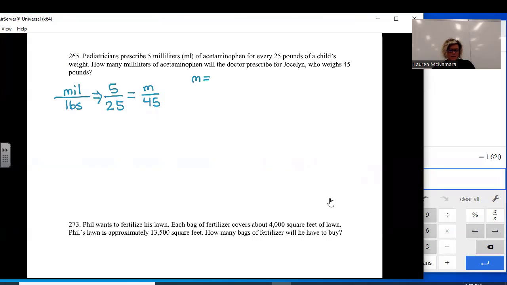So M is equal to milliliters of acetaminophen for Jocelyn. Once you're using a variable and I ask you to define the variable, just make sure you tell me what that variable represents. That's what defining a variable means.